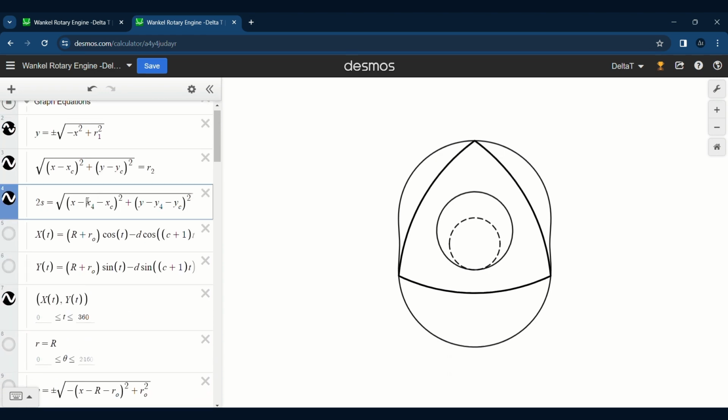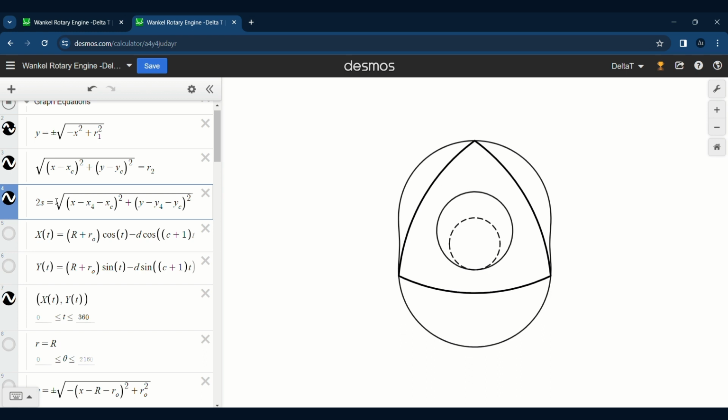So then moving on, the next equation that we have is for the piston. I've seen that some people say that the piston of a Wankel engine is a Reuleaux triangle. I don't think that's true. I've seen sources that say it's something different. What I used is an ellipse.